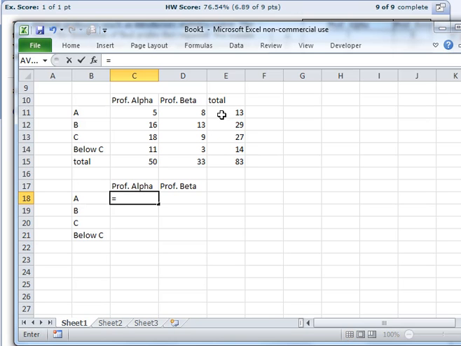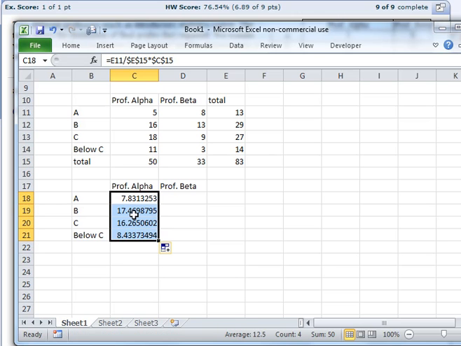So I do equals this number divided by the 83, which I'm going to make an absolute reference, so I'm going to put F4 on, and then I'm going to multiply that by the Professor Alpha total, which I'm also going to make an absolute reference. The reason I'm going to do that is it's going to allow me just to drag this down. Because now, to get the number of B's that we would expect for Professor Alpha, we would take the number of B's, which is E12, and then divide by the big total, which is E15, and then times the number of students that Professor Alpha had.